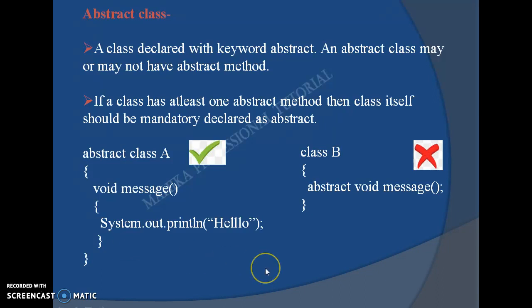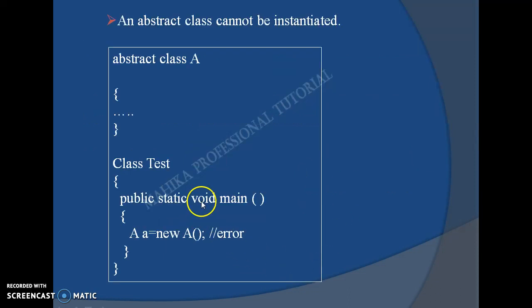But if there is at least one abstract method in your class, then that class needs to be mandatorily declared as abstract. Suppose I create a class B where I declare one abstract method, but I do not give the abstract keyword with class B, then this would be syntactically incorrect. Because whenever a class has at least one abstract method, the class needs to be declared as abstract.